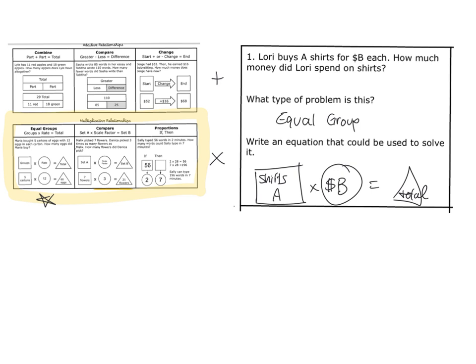Okay, so here we have A times B equals our total. That's really very similar to our equation from the last problem, right? This is an equal group problem, and A times B equals a total is the equation that we can use to describe the amount of money that Lori spent on shirts.